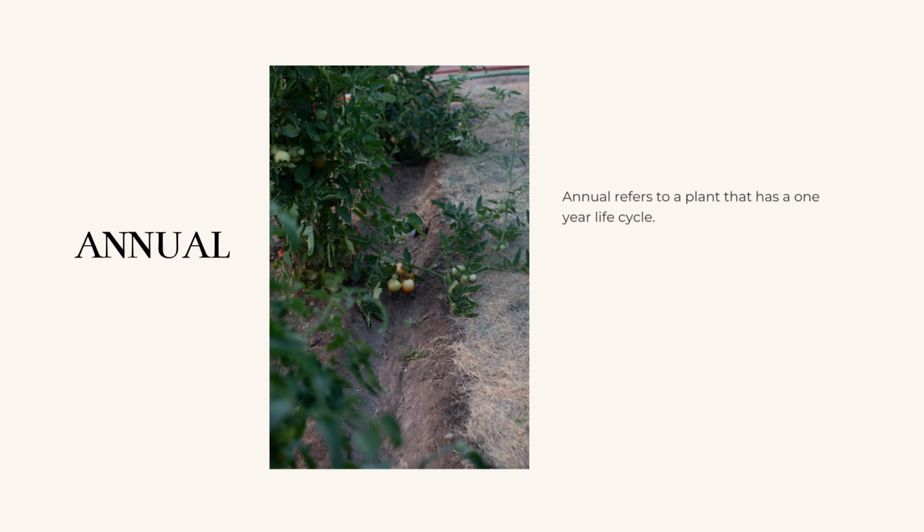So, some examples of this are sunflowers, tomatoes, zinnias, pumpkins, melons. Most kinds of vegetables fall under this category, and really the list goes on, but just basically a 1 year life cycle.